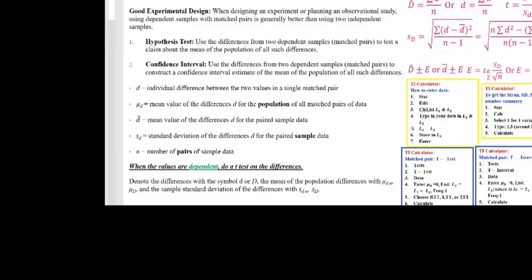When the values are dependent, do a t-test on the difference, which means you treat the difference as one sample and you use the t-distribution on that. You just look at the differences and go to the previous chapter and follow that. That's how easy it is. As far as terminology, d means the individual differences, and mu sub d is the mean value for the differences. We have d bar, the mean value for all the d's, s sub d, the standard deviation for those values, and n is the number of pairs.